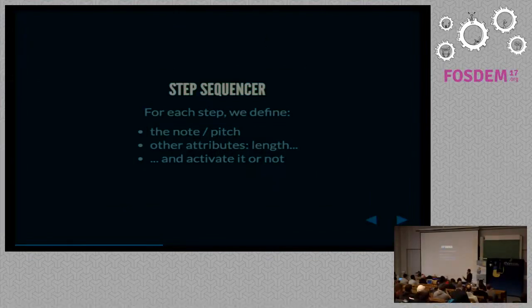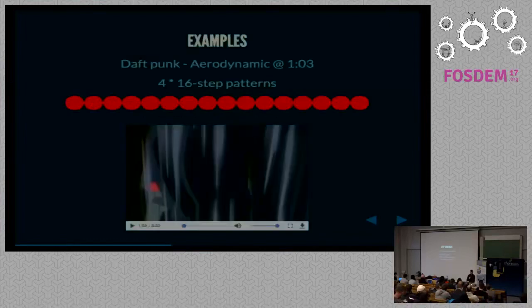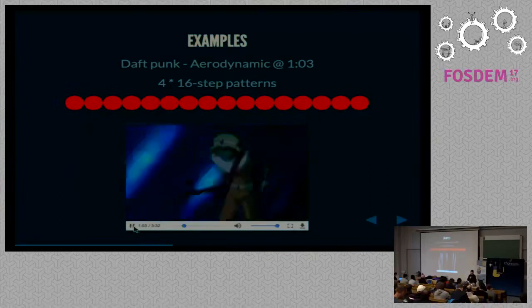For each step, we can define various attributes, like the note, of course. Other attributes like length or velocity, and of course, activate it or not. This is an example where each step is filled with a note.